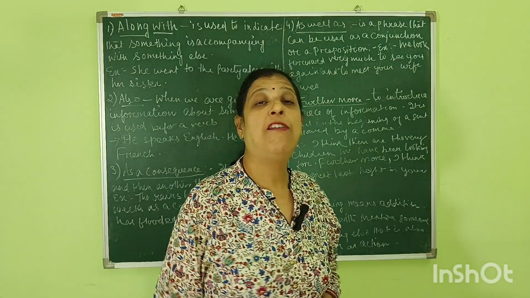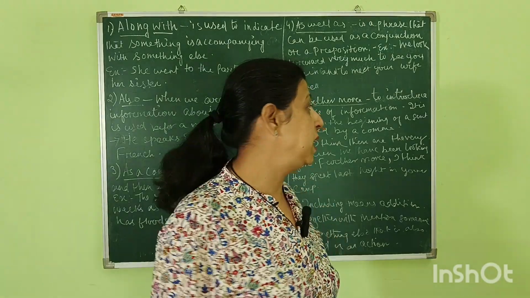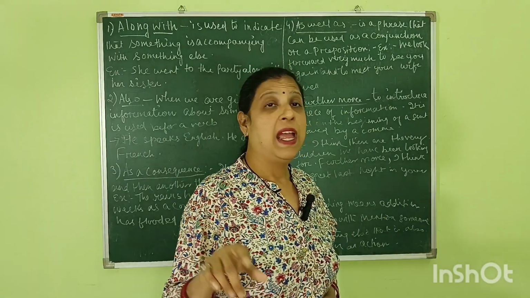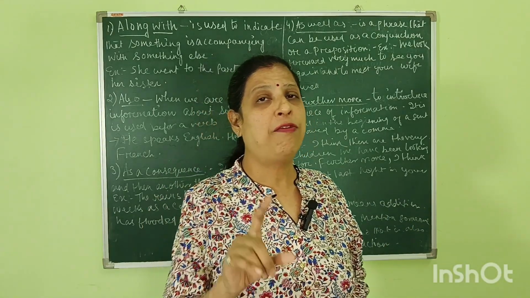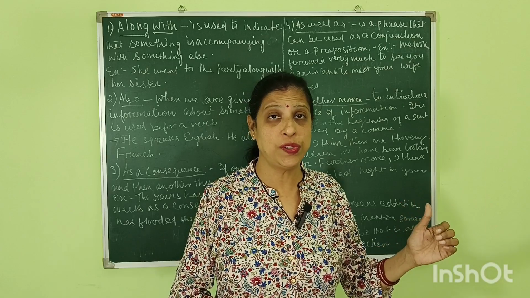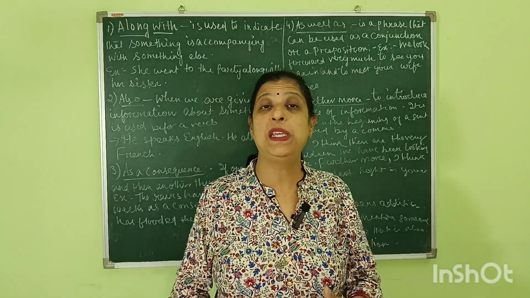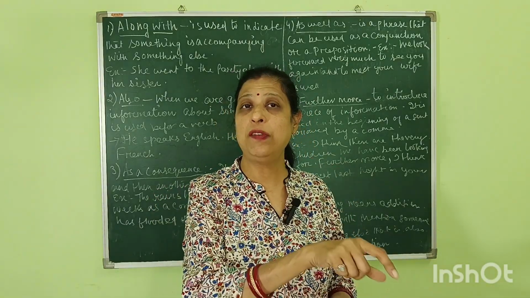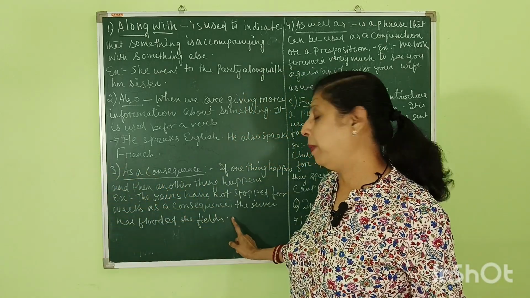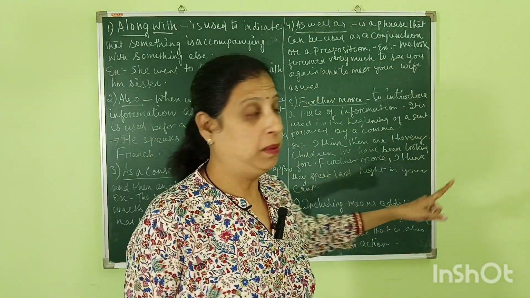Now, next word is furthermore. Furthermore is used to introduce a piece of information, and it is used in the beginning of a sentence followed by a comma. Again, what is that? Furthermore. It is used to give a piece of information, at the beginning of the sentence, followed by a comma. As a consequence is also followed by a comma, and furthermore is also followed by a comma.